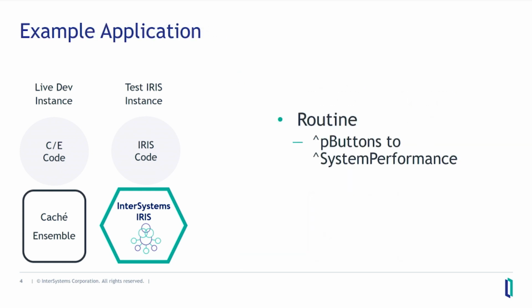The 2 pieces of my application are a routine that runs periodic pButtons on a loop. That's an important example because that's not the name of the routine anymore in IRIS. In IRIS, pButtons is now SystemPerformance. So we're going to see what that looks like once I try to port that routine into IRIS. The next thing is I have a class query that leverages double quotes, which in IRIS is no longer allowed. So we're going to see an error, and we're going to have to make a change to the code so that it actually runs in IRIS.